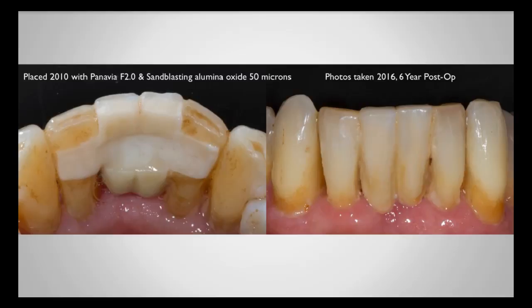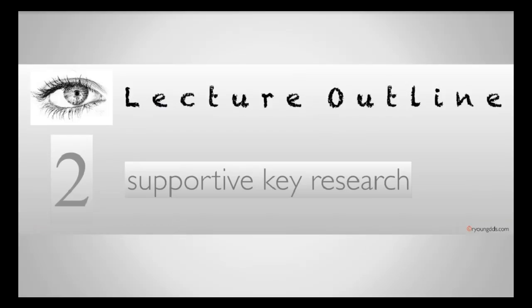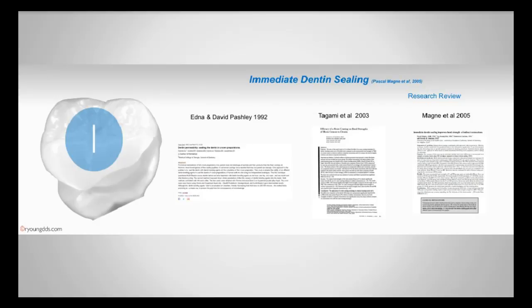Let's look at the supportive key research for all of what we're going to talk about. I want to talk about three different areas. Immediate dentin sealing, first talked about in '92, then in 2003, and in 2005 by Pashley, Tagami, and Monnier. Now, in Pashley's article in '92, we all started putting on bond on our post-preps, and then we clean the margin gently and take our impressions and temporize and come back.